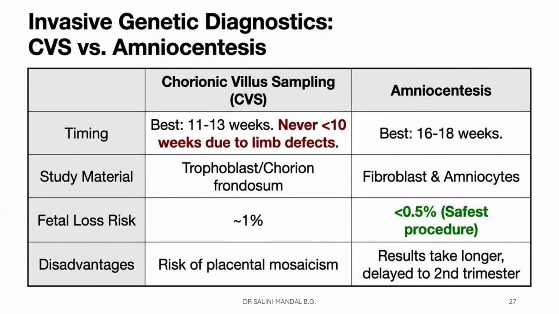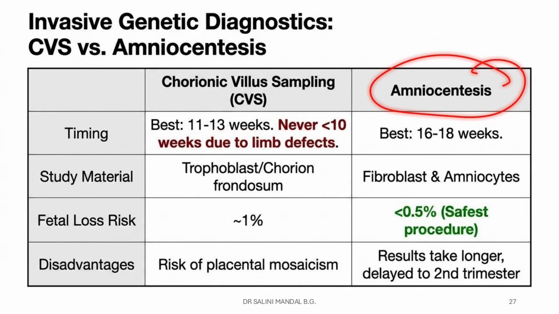Okay, so next one, let us come to invasive techniques, that is chorionic villus sampling and amniocentesis. See, chorionic villus sampling can be done by 11th to 13th week. Okay, it should never be done below 10th week, because there can be limb defects and all that. So what are we going to take? We're going to take the trophoblast or chorion frondosum, and then we are going to check. Okay, risk of placental mosaicism will be there over here, but still, by 11th to 13th week, that is the time when we are going to check.